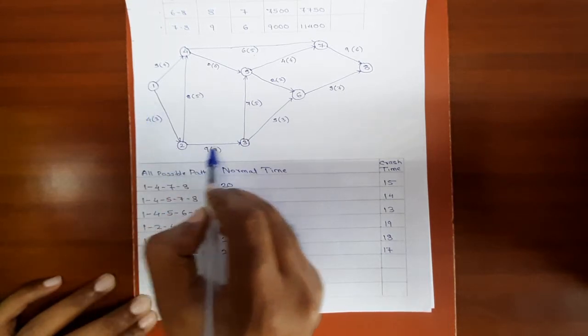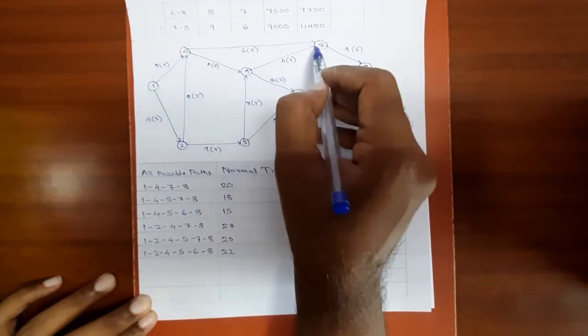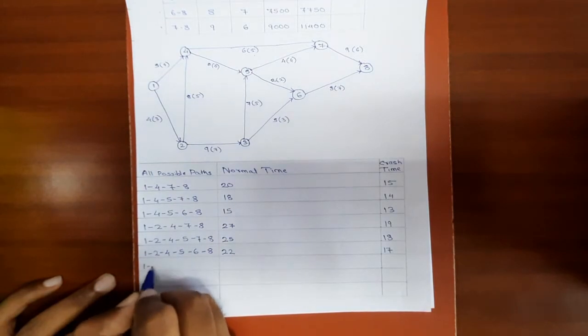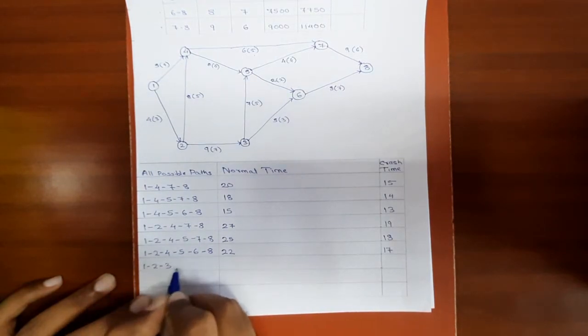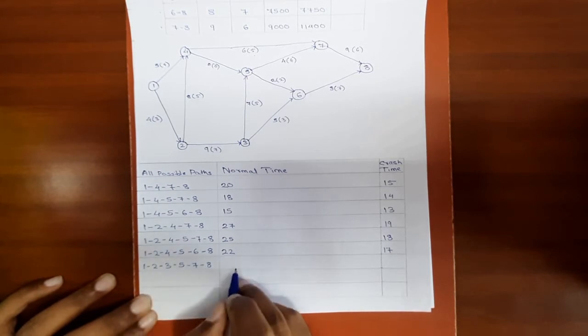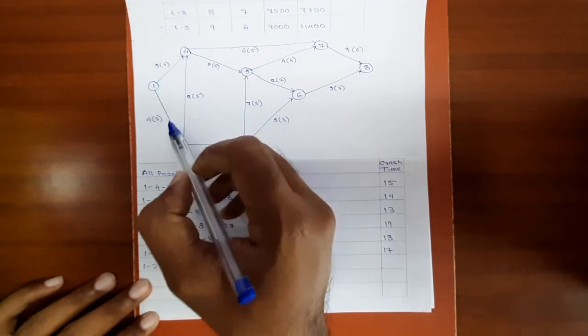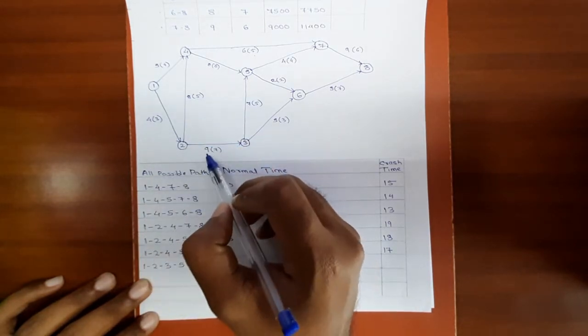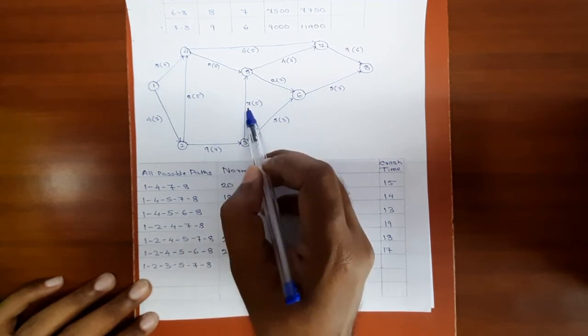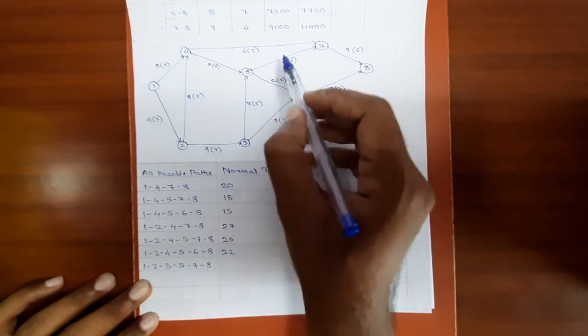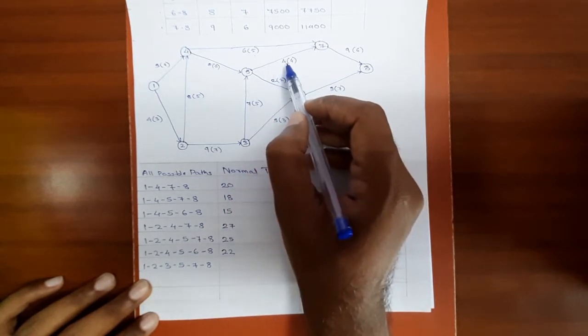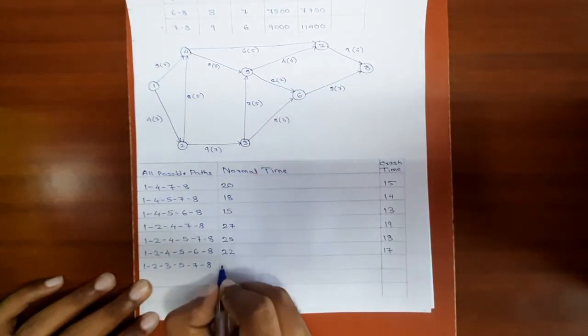The next path will be 1, 2, 3, 5, 7, 8. So the normal time for this path will be 4 plus 9 is 13, 13 plus 7 is 20, 20 plus 4 is 24, 24 plus 9 is 33.